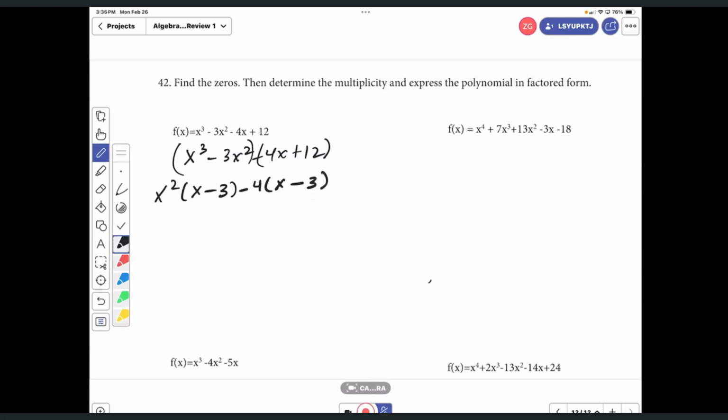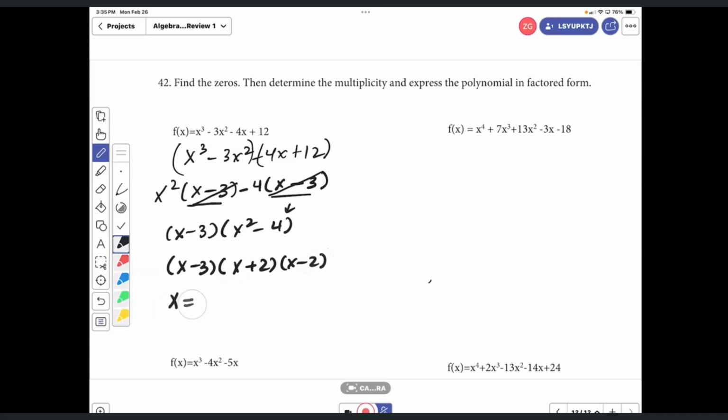If you wanted to check this, all you would have to do is multiply negative 4 times x, which is negative 4x. Negative 4 times negative 3 is positive 12. You're going to factor x minus 3. That's factored. You're left with x squared minus 4. So we have x minus 3, and then x squared minus 4. This is a difference of perfect squares, so it will be x plus 2 and x minus 2.